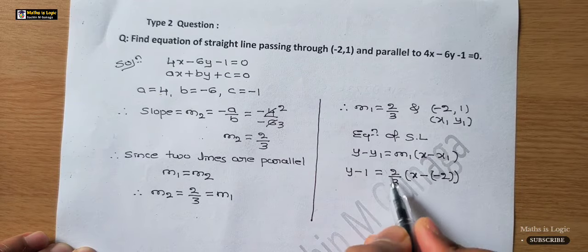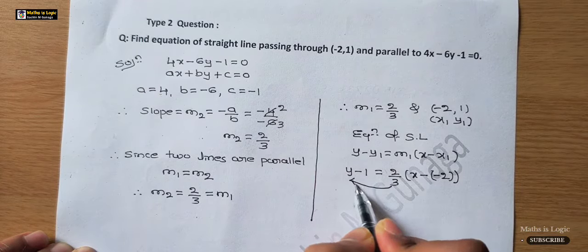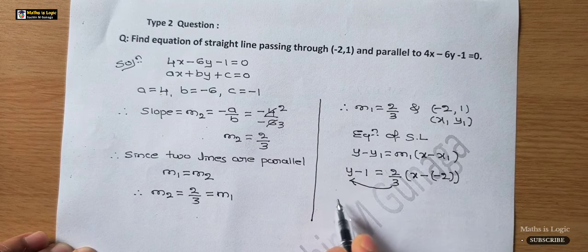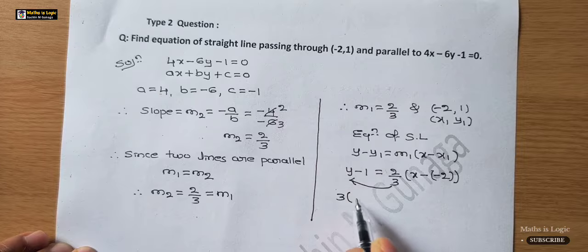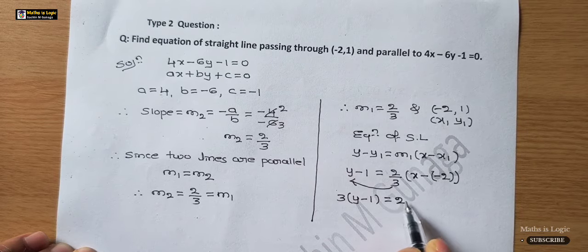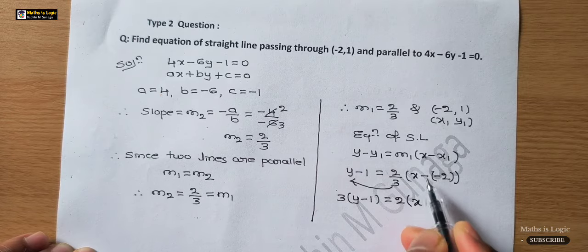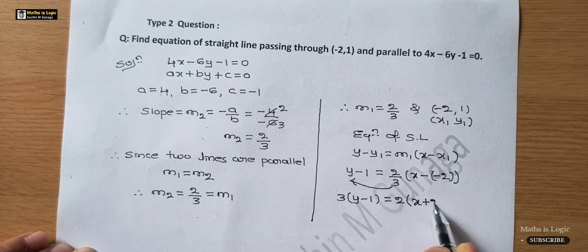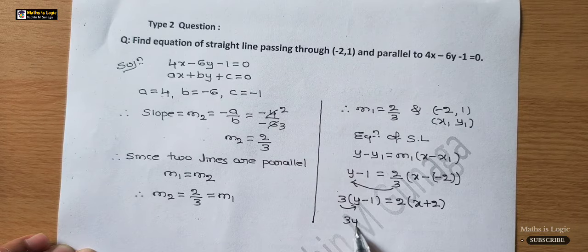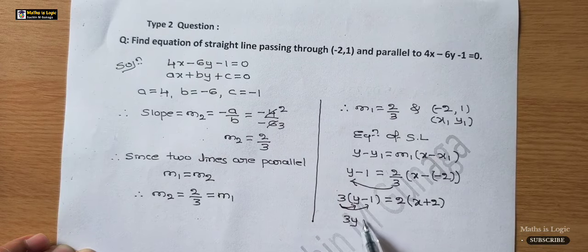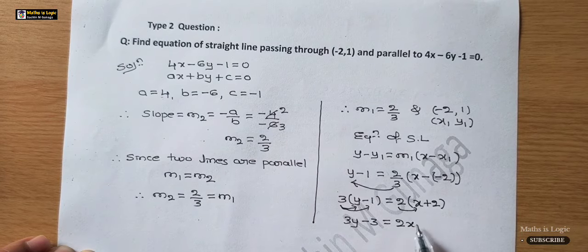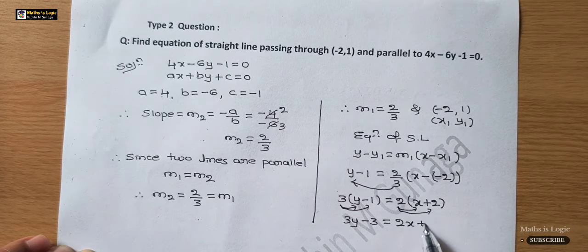Next, it is in a fraction, therefore do the cross multiplication. If I do the cross multiplication, this 3 comes in the numerator, so that time 3 into bracket y minus 1 is equals to 2 into bracket x, minus into minus becomes plus 2. Now open the bracket. 3 into y is 3y. 3 into minus 1 is minus 3. Similarly, 2 into x is 2x. 2 into 2 becomes 4.